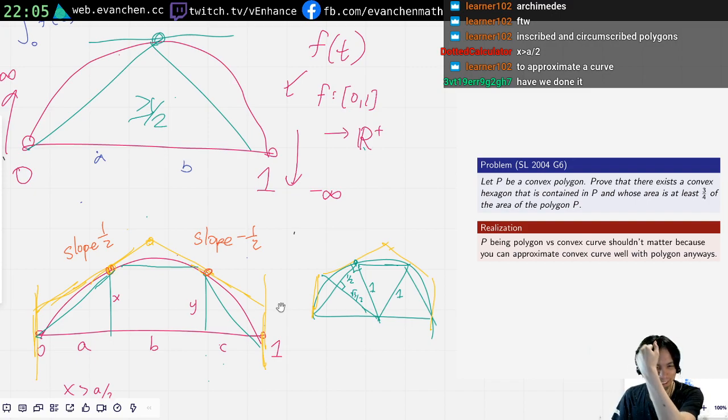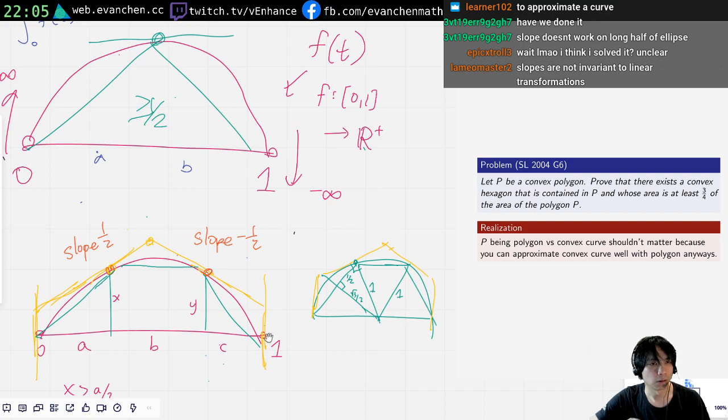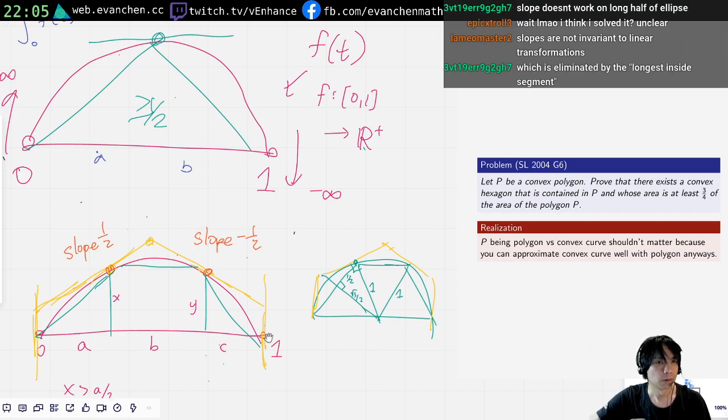Oh, this is not looking as good. The circle wasn't sharp anyways. Well, no, but oh no, wait, I'm being stupid. Okay, here. The point is that because of convexity, the red curve has to lie within the orange guy, right? The red curve has to lie inside the orange guy. Period. Slope doesn't work along long half of ellipse. Yeah, I agree. Wait, what?